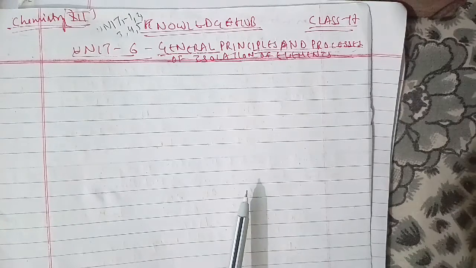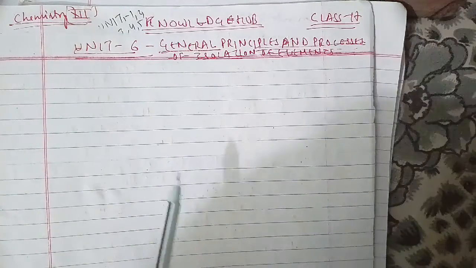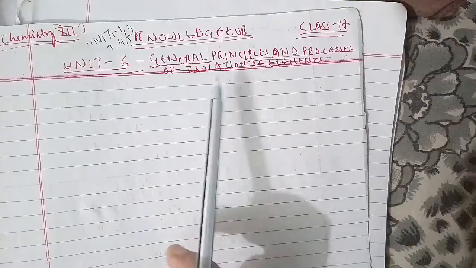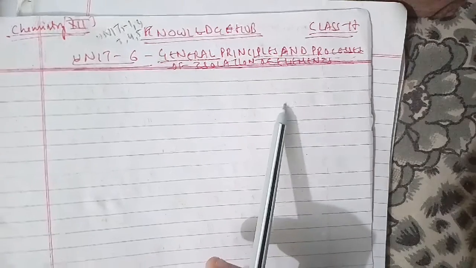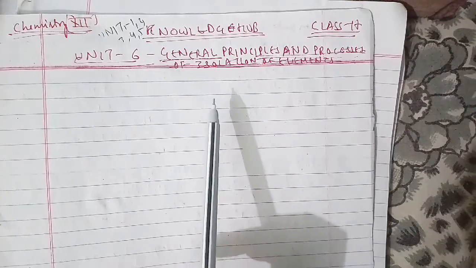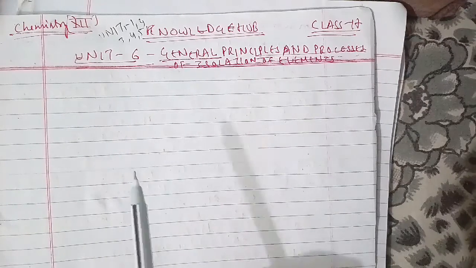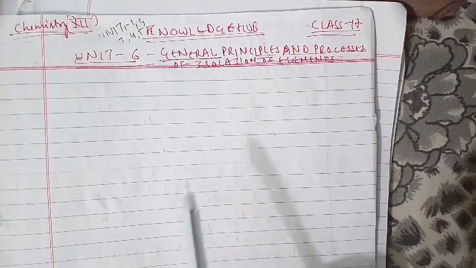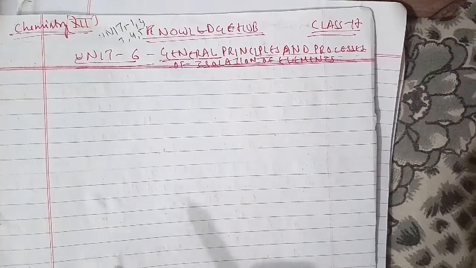As I told you, this is unit 6, and the name of the unit is General Principles and Processes of Isolation of Elements. We have ended with the first 2 questions in the last class. Now we'll start with the third question, then we'll discuss the applications, and further we'll surely complete that. Let's go ahead with the third question of the session, which is also an important one.